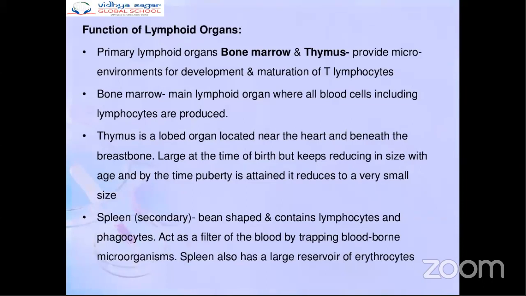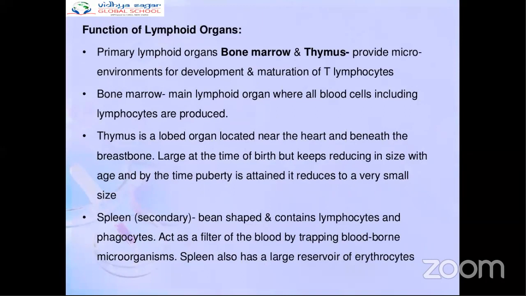The primary lymphoid organs, bone marrow and thymus, provide the microenvironment for development and maturation of T lymphocytes and B lymphocytes. Bone marrow is the main lymphoid organ where all blood cells, including lymphocytes, are produced. The thymus is a lobed organ located near the heart and beneath the breastbone. The thymus is larger in the beginning, at the time of birth, but it reduces in size by the time of puberty and becomes very small.